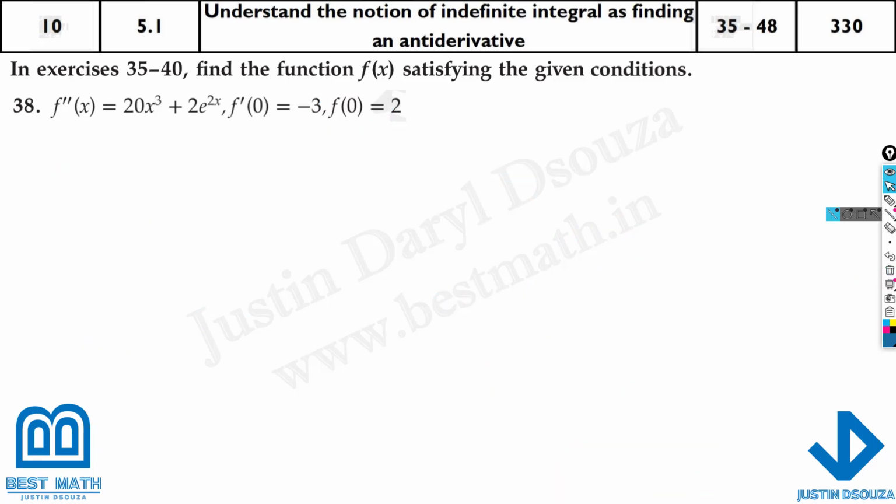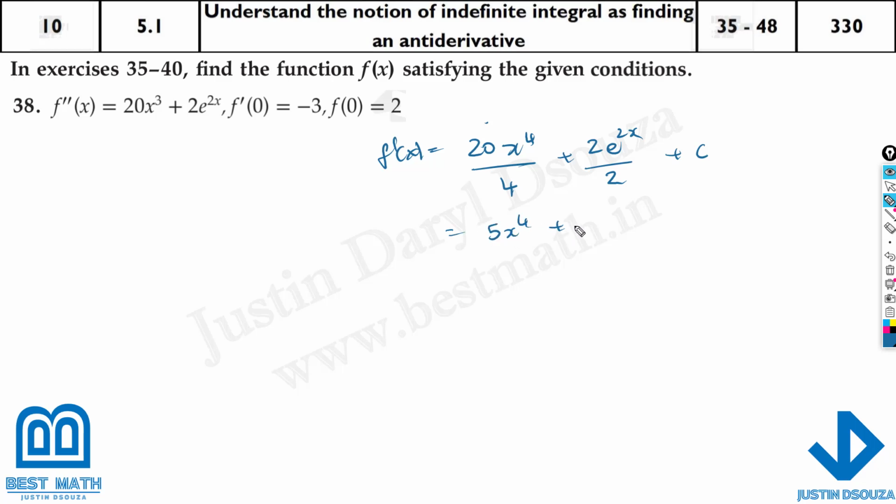Again, here as well, let's quickly solve this out. I'm just gonna solve it. It's gonna be f prime of x, that is equal to 20x to the power 4 by 4 plus 2. Now here we have e to the power 2x, but there's 2, so it'll be divided by 2, isn't it? Plus c. So here the simplified version would be x power 4 plus e to the power 2x plus c. Now we have minus 3 equals, the first part is going to be 0, second part is going to be 1. I directly write e to the power 2 times 0 will be 1 plus c.